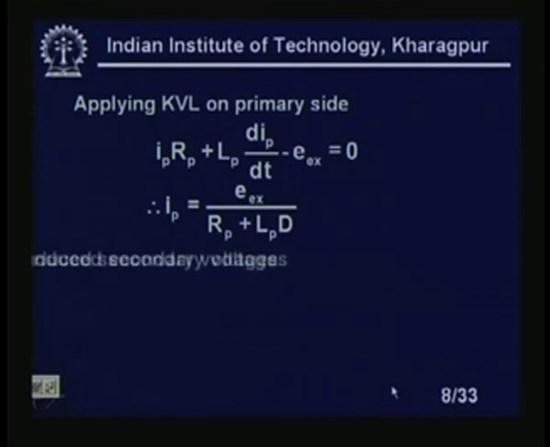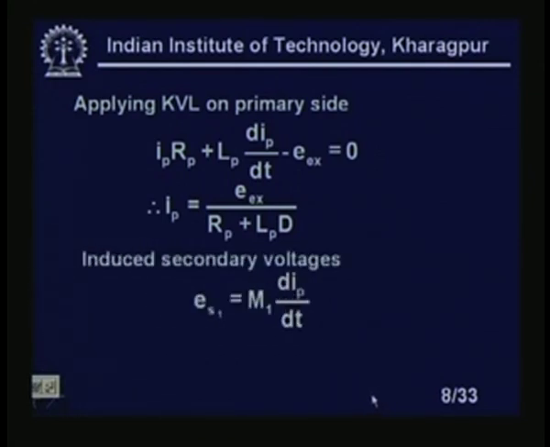Now, applying KVL, if I take the equivalent circuit, applying KVL on the primary side, I can write Ip Rp plus Lp dIp by dt minus Ex equal to 0, and Ip equal to Ex over Rp plus Lp d by dt.